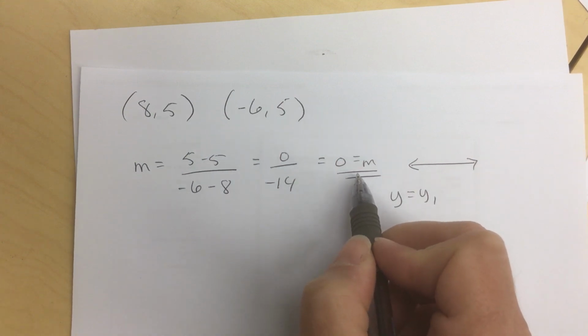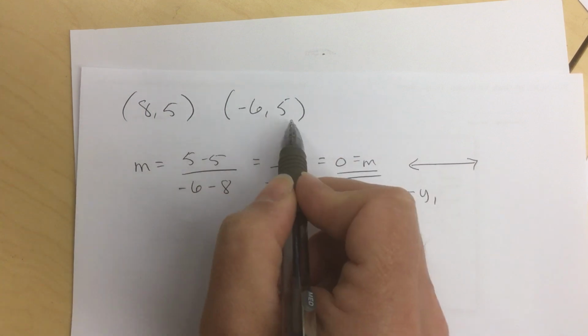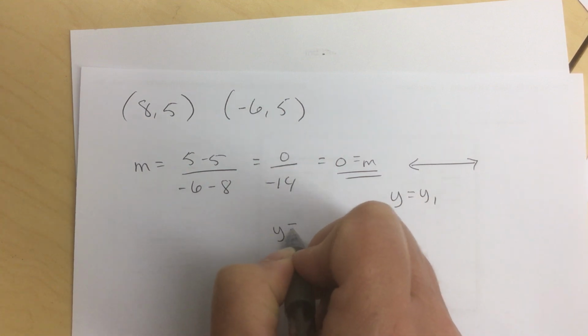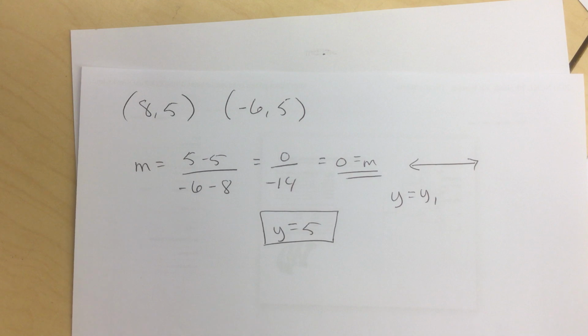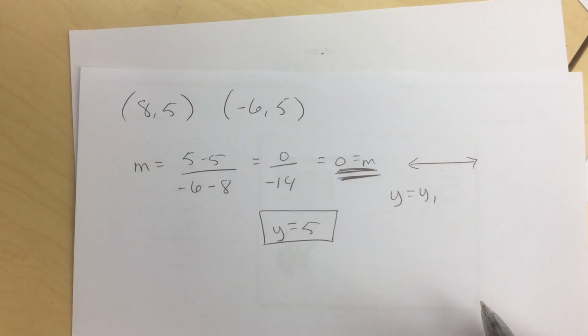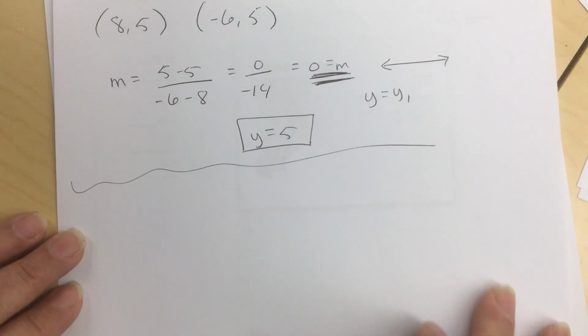0 slope means you're going to use the formula y equals y1. Well, the y1 or the y2 is 5. So your answer to this is y equals 5. You don't have to go through the formula when you get 0 as your slope or if you get undefined as your slope. Okay, so let's look at a similar situation.